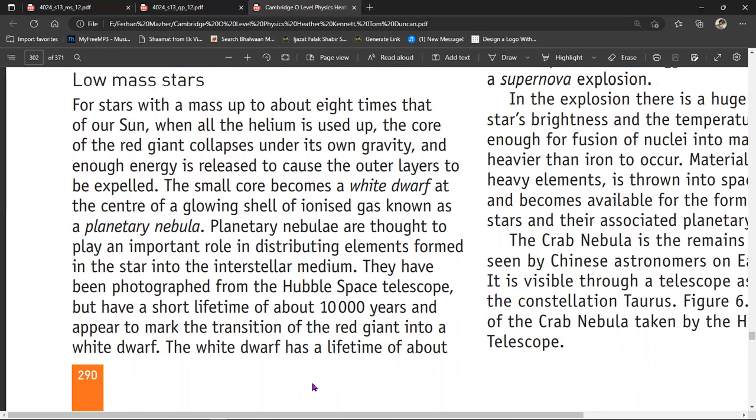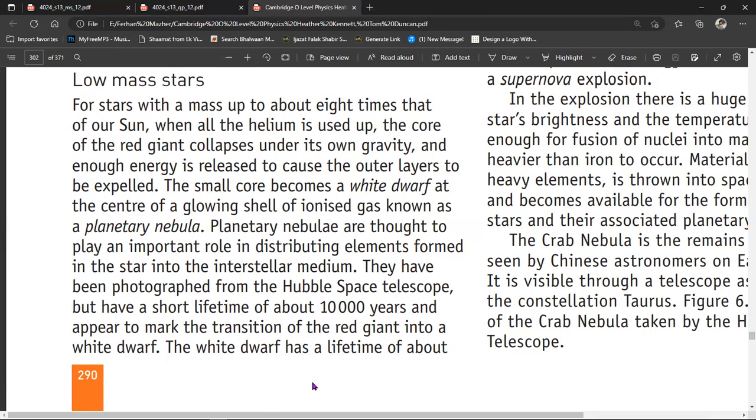The small core becomes a white dwarf at the center of a glowing shell of ionized gas known as a planetary nebula. Planetary nebulas are thought to play an important role in distributing elements formed in the star into the interstellar medium. They have been photographed by the Hubble Space Telescope, but have a short lifetime of about 10,000 years and appear to mark the transition of the red giant into a white dwarf.